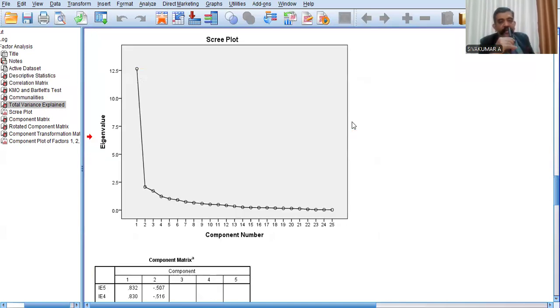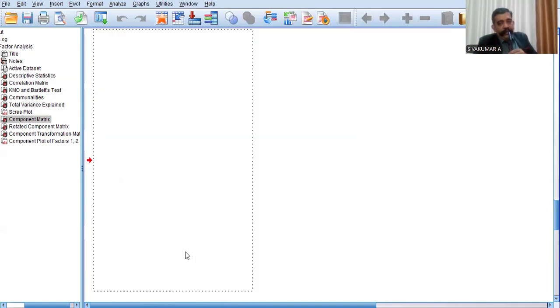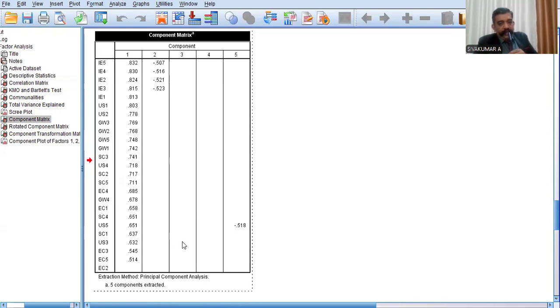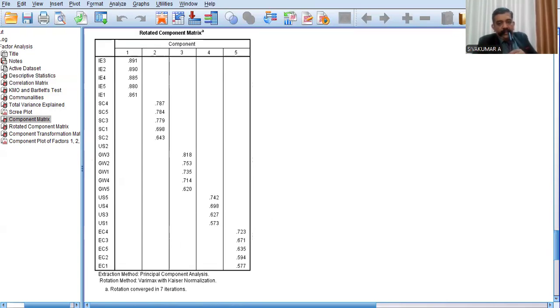Here you can see a plot, the scree plot. You can see 5 factors: 1, 2, 3, 4, 5. From the 5th factor onwards, you can see a lane. But you can take a maximum of 5 factors. That is the interpretation. Then the component matrix, you need not take into consideration that matrix. The next matrix is very, very important. That is the rotated component matrix.